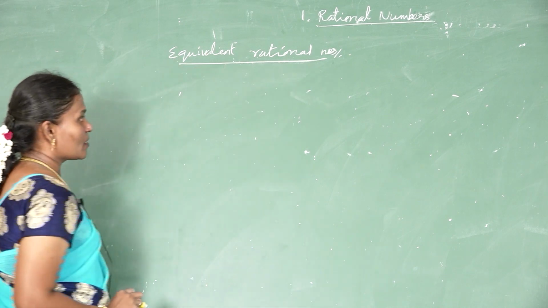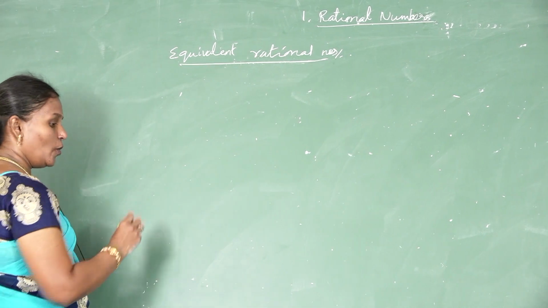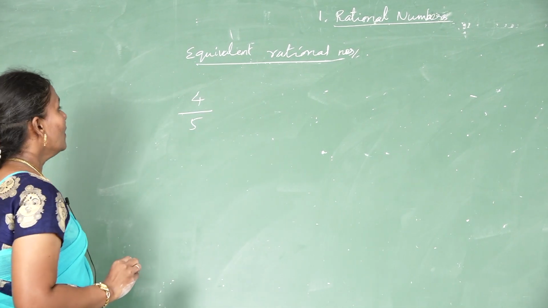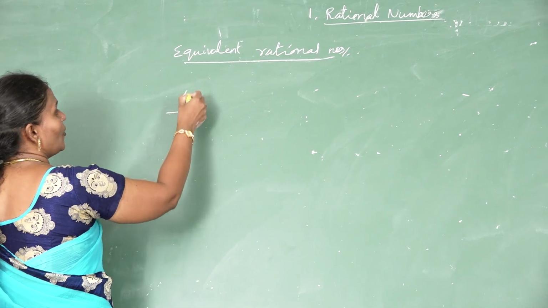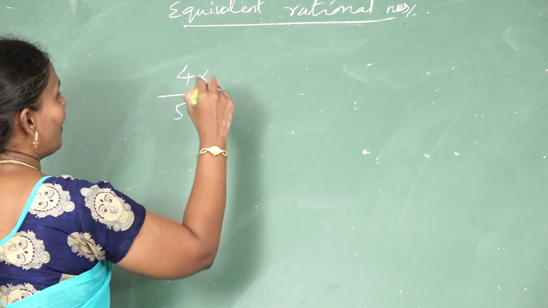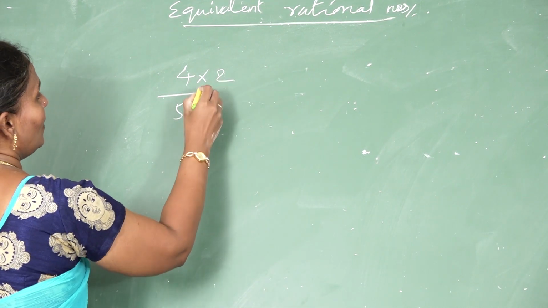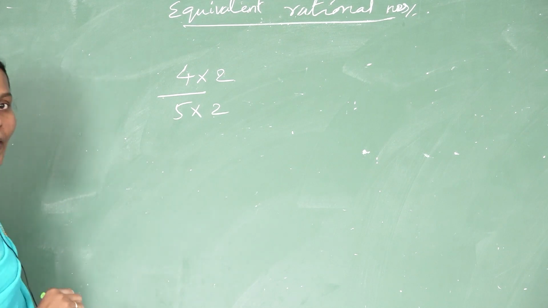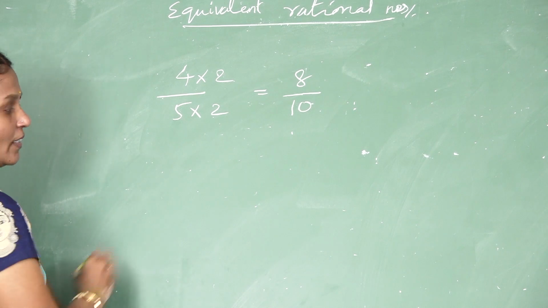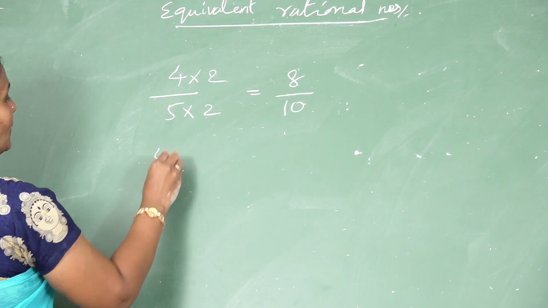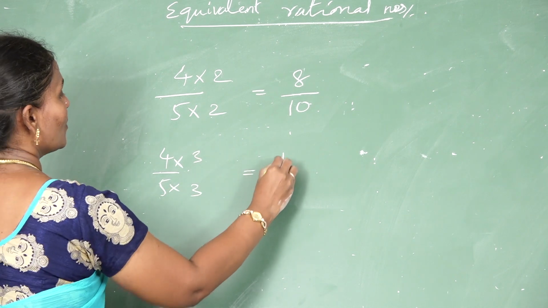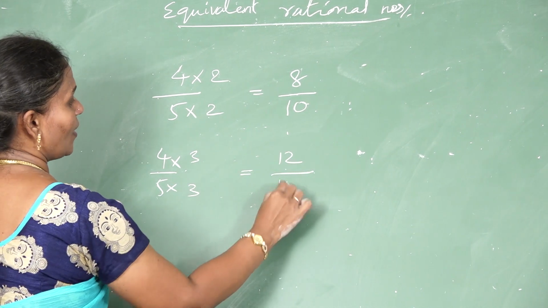Now see this heading. Equivalent rational numbers. You consider one rational number, 4 by 5. If the numerator and denominator of 4 by 5 are multiplied by the same number, that gives an equivalent rational number. For example, the numerator and denominator multiplied by 2 gives 8 by 10. Then multiply the numerator and denominator by 3. That gives 4 3s are 12 and 5 3s are 15.